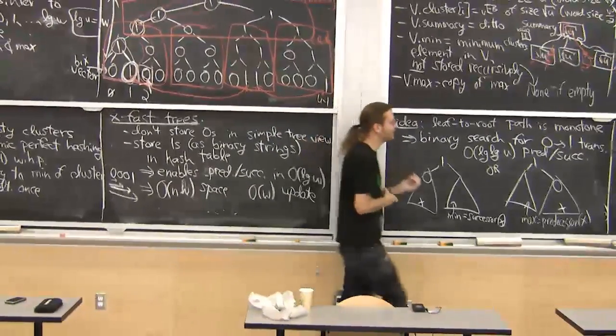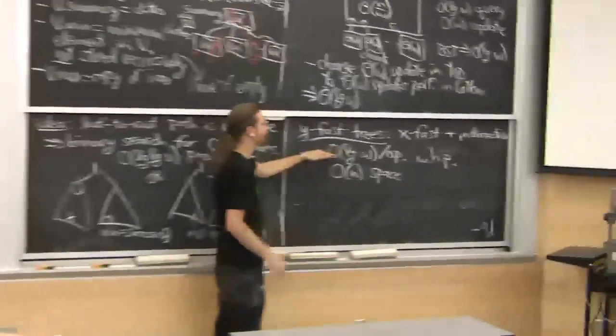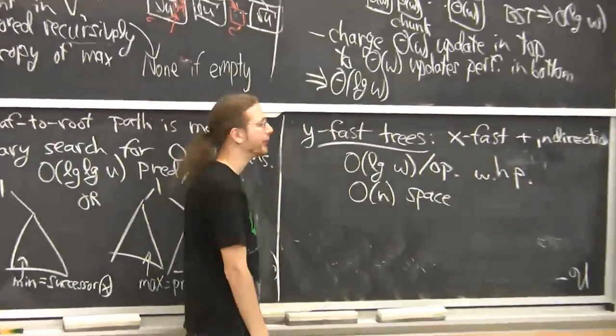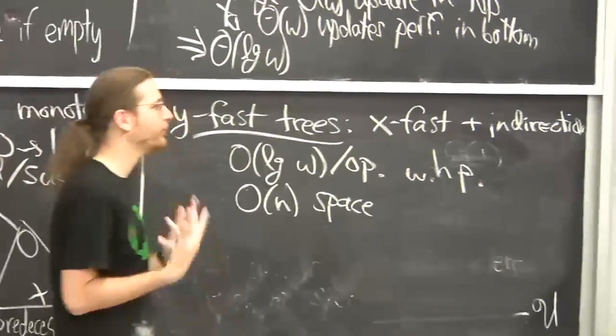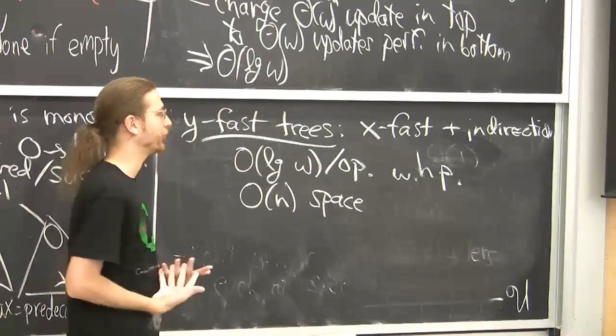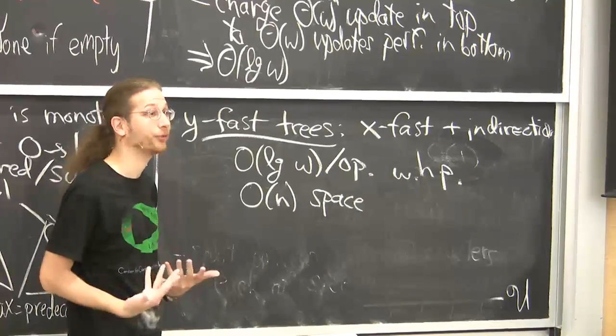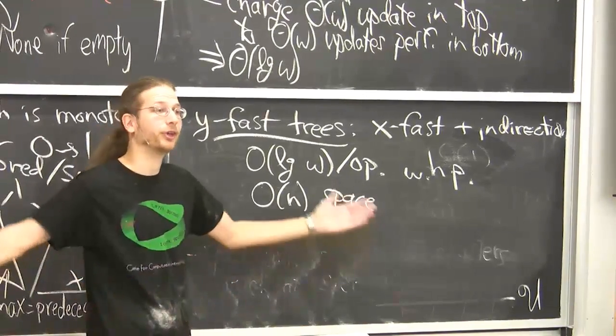So there are many, many ways to do this, but in the end you get log W per operation in order N space. And that is sort of result one. It's probably the most useful predecessor data structure in general. But next time we'll see fusion trees, which are good for when W is huge.